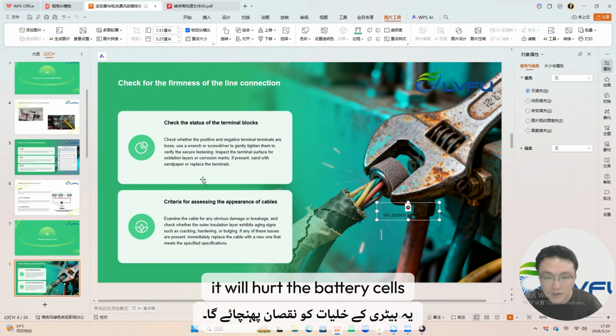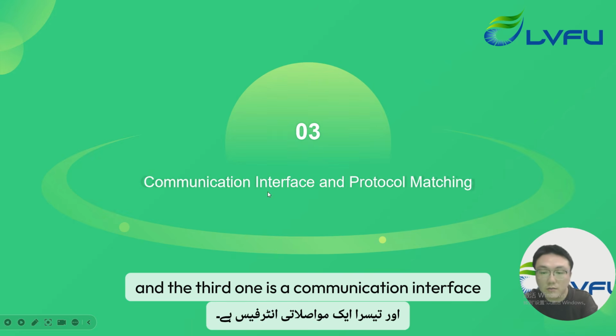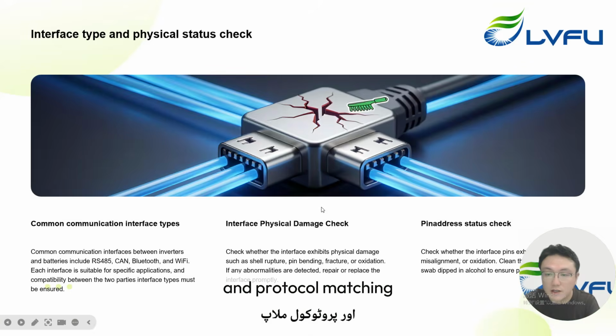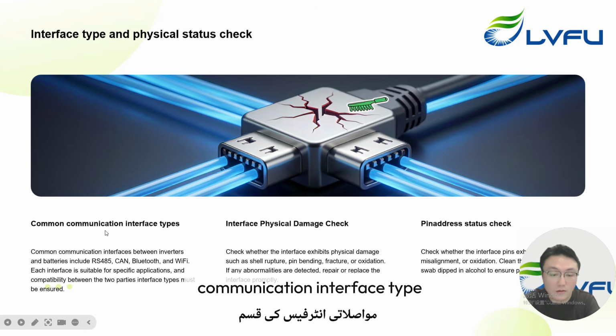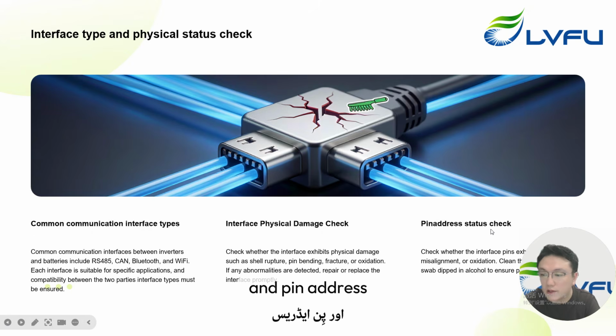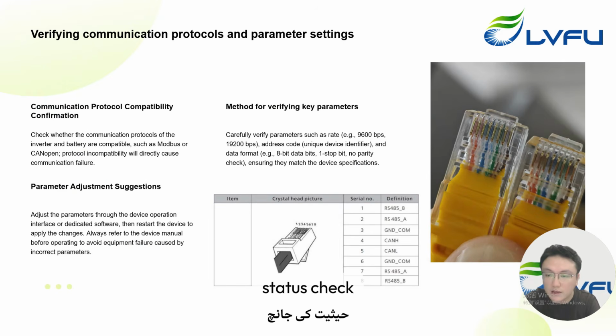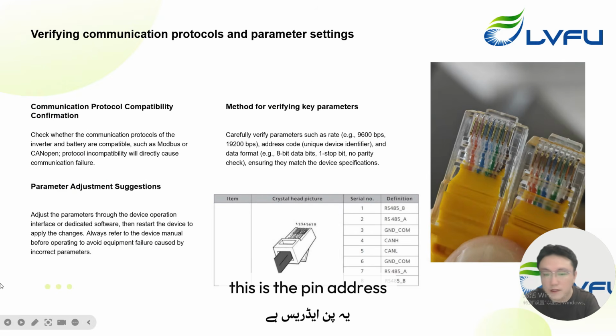because if not, it will hurt the battery cells. The third one is the communication interface and protocol matching. That means checking the interface for physical damage, the communication interface type, and the pin address status. This is the pin address.